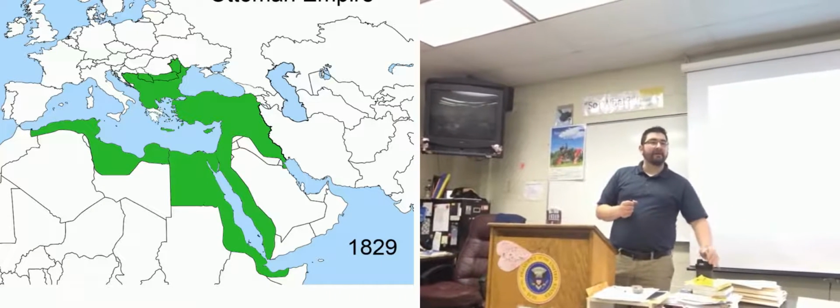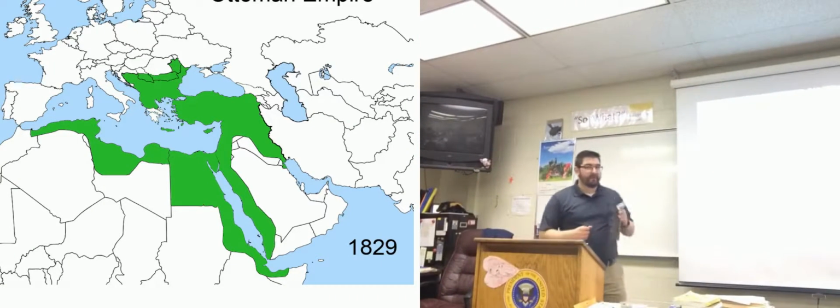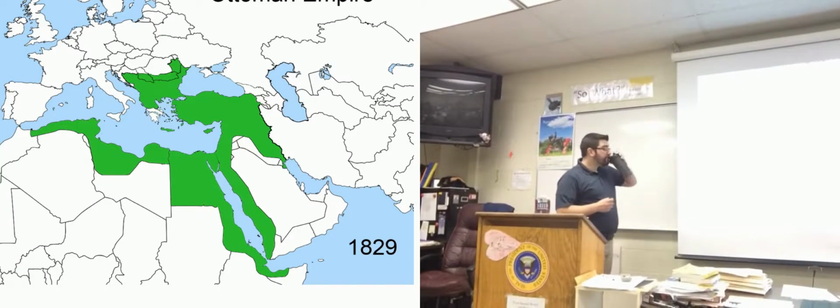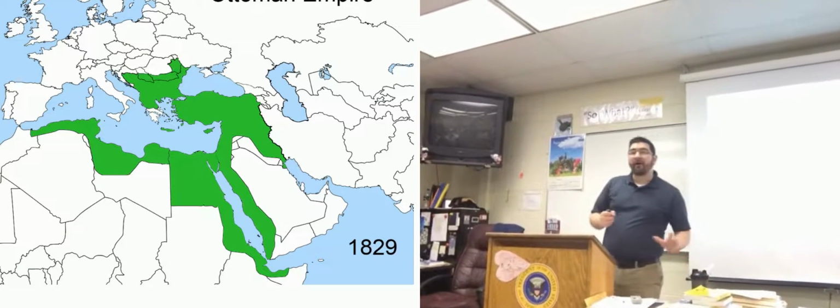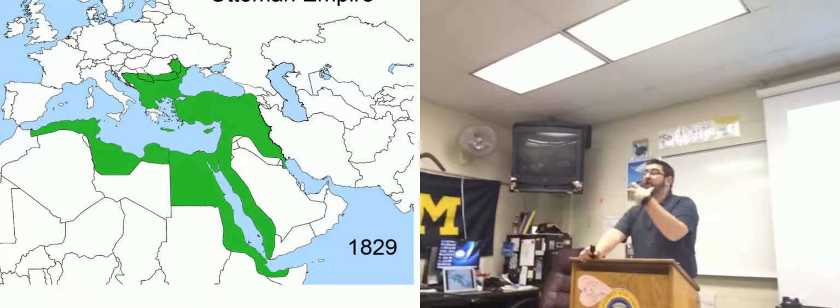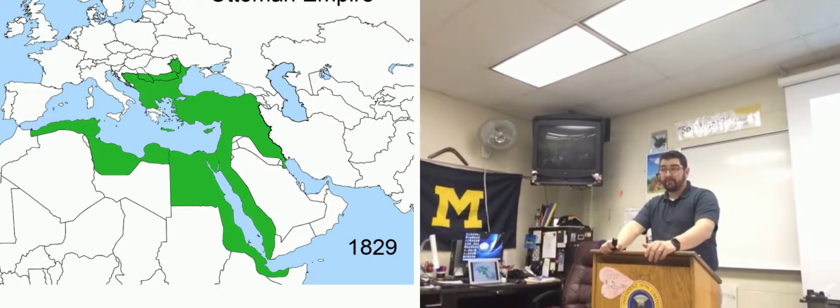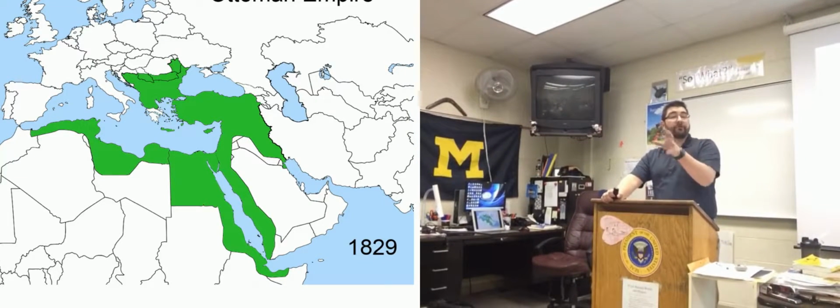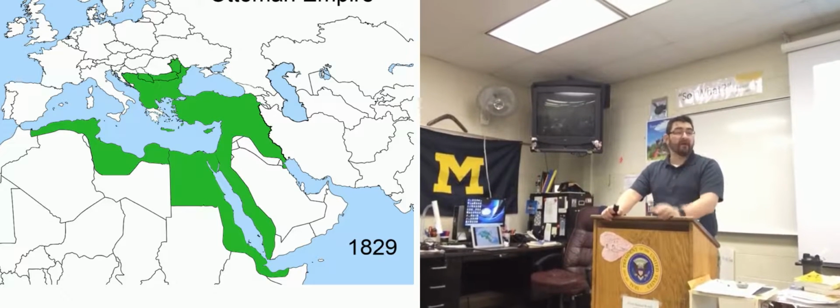Here's the extent of the Ottoman Empire in the early 19th century. The Ottoman Empire has its roots in a traditional landed aristocracy. Wealth is still derived in the Ottoman Empire from land ownership.